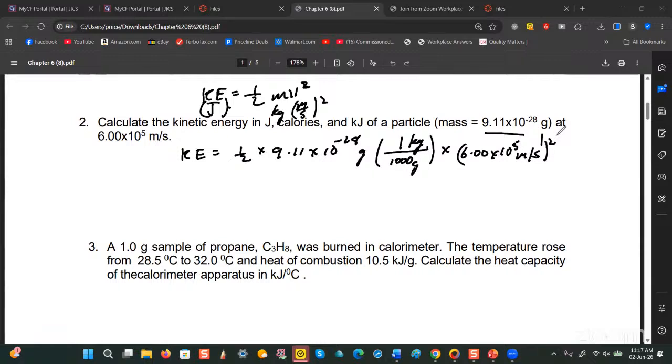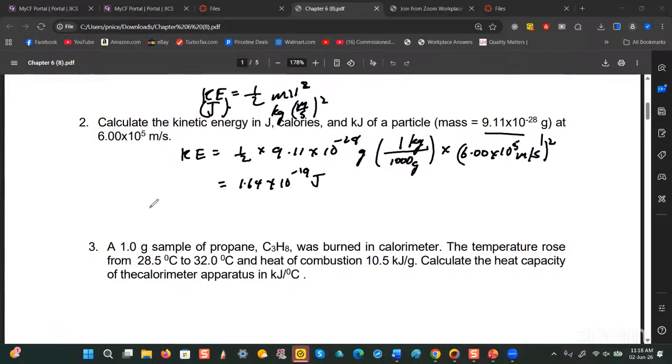According to my calculations, and please correct me if I'm wrong, I got 1.64 times 10 to the minus 19 joules. Any questions about this? Okay, so that's the first part.